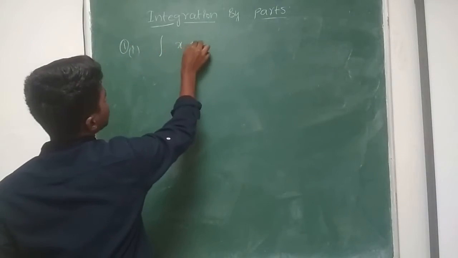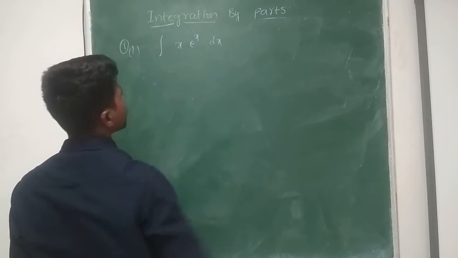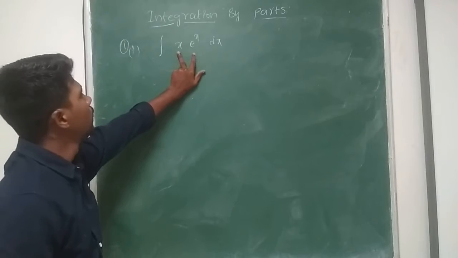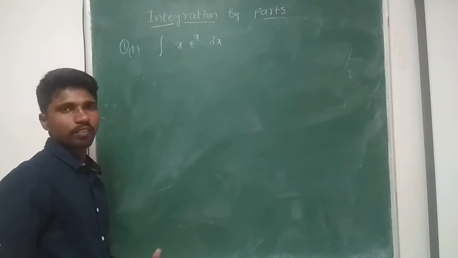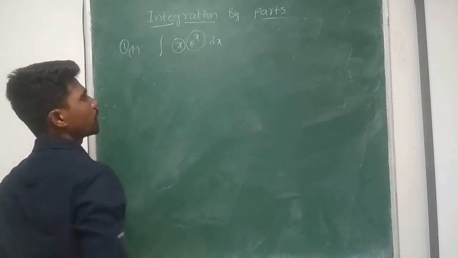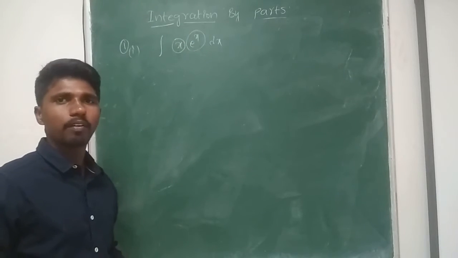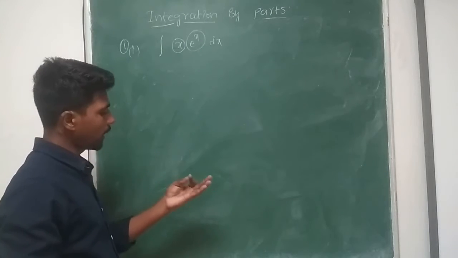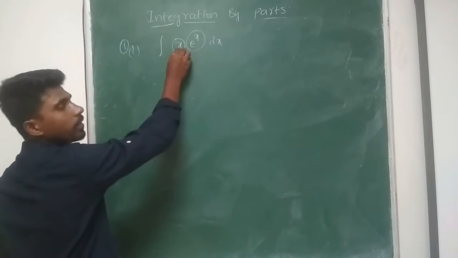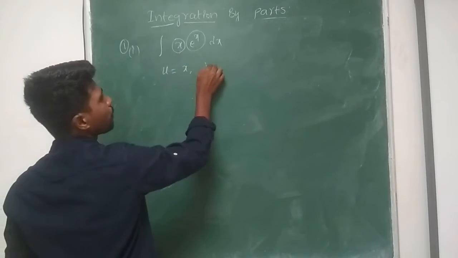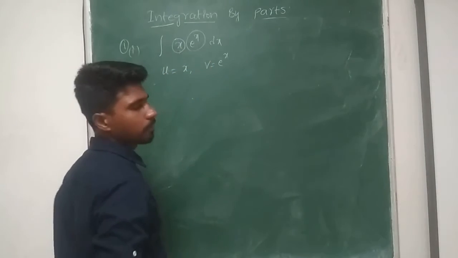Integral x into e power x dx. So this is a product of two functions. I have to select which is the first function and which is the second function. This is an algebraic function and this is an exponential function. For the exponential function, the priority level is always last. So by ILATE, with algebraic function first, I consider u as x and v as e power x.